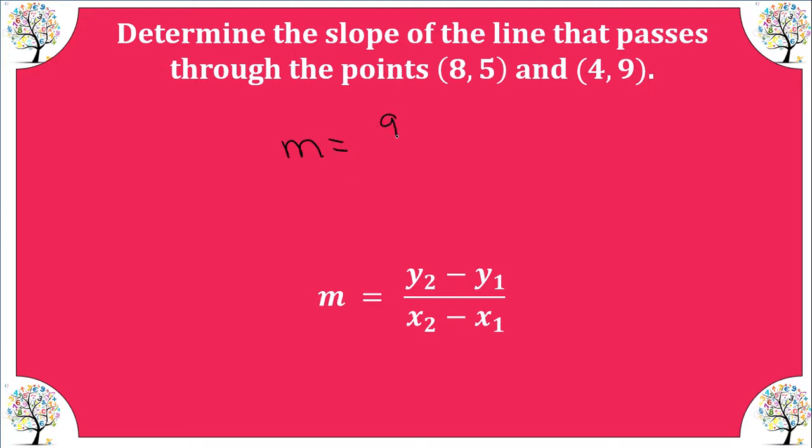Here we're going to have 9 minus 5 compared to 4 minus 8. The change of the y's over the change of the x's. We get 4 over -4, so that gives us -1 over 1, or just -1. So this is down 1 and right 1.